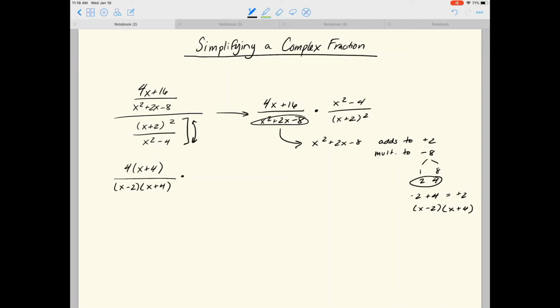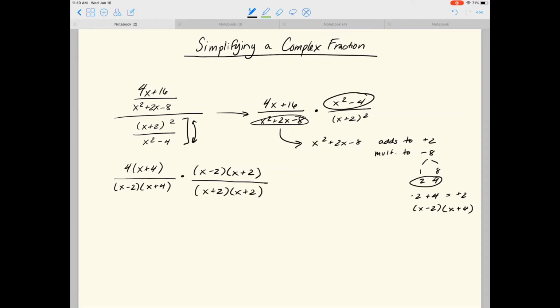And we can just continue breaking things down on the right. x squared minus 4, that's the difference of squares, so immediately I know that can be x minus 2, x plus 2. And on the bottom half of the fraction, we have x plus 2 squared. That's just two of them, so I can rewrite that as x plus 2 and x plus 2.